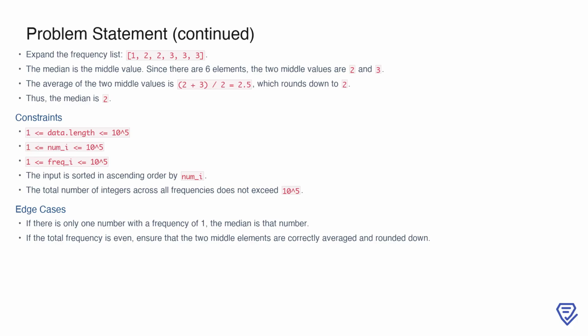Finally, keep in mind the constraints and edge cases. For example, if there's only one number with a frequency of 1, the median is simply that number. When the total frequency is even, ensure the two middle elements are correctly averaged and rounded down. These constraints ensure the problem can handle large inputs efficiently while maintaining accuracy in the results.